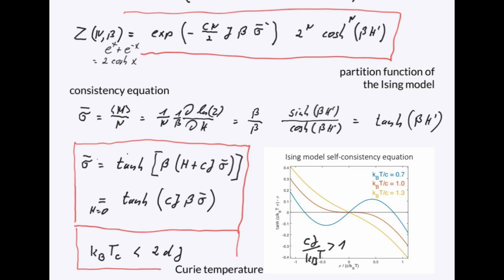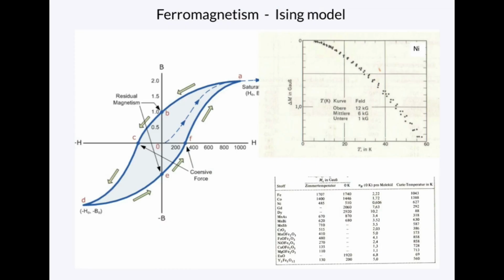To summarize, the Ising model describes the phenomenon of ferromagnetism. The internal orientation of magnetic moments that we derive by applying a magnetic field will survive even if we switch off the magnetic field. The residual magnetization will drop with temperature. If we apply temperatures higher than the critical temperature, the Curie temperature, the residual magnetization will drop to 0.